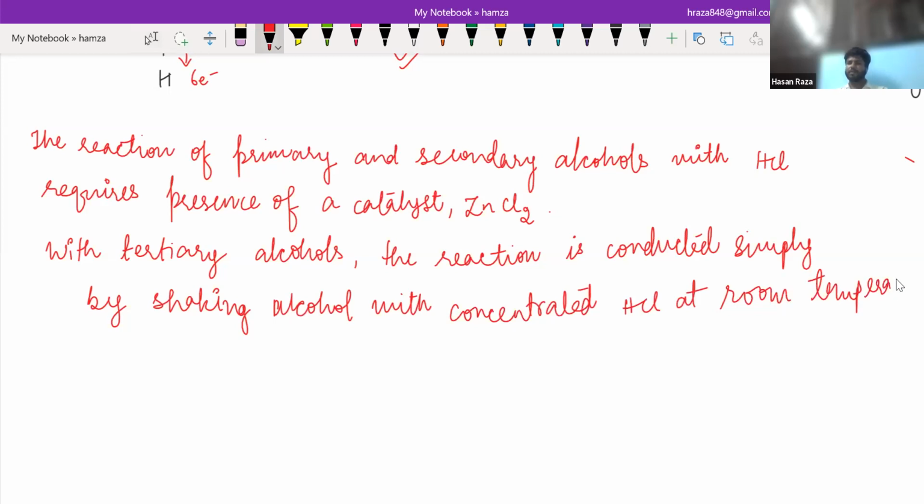Tertiary alcohol will give tertiary carbocation, 3-degree carbocation, which is very stable. So concentrated HCl will mix with that, and by simply shaking it at room temperature, we can get haloalkane. But in case of primary and secondary alcohol, we require the presence of catalyst ZnCl2 along with concentrated HCl, because primary and secondary carbocations will not be that stable.